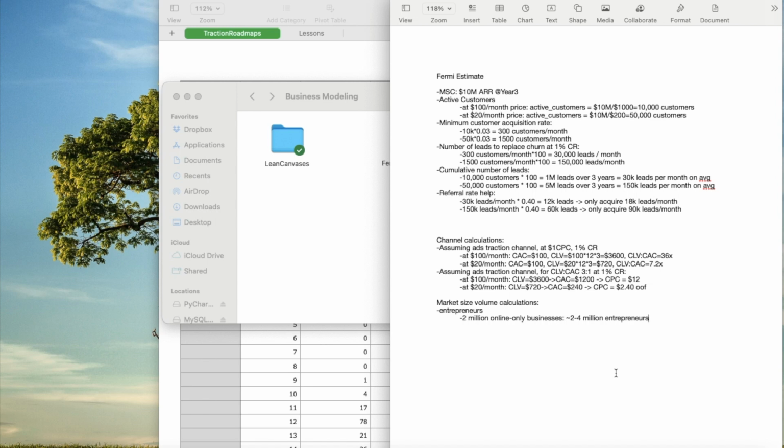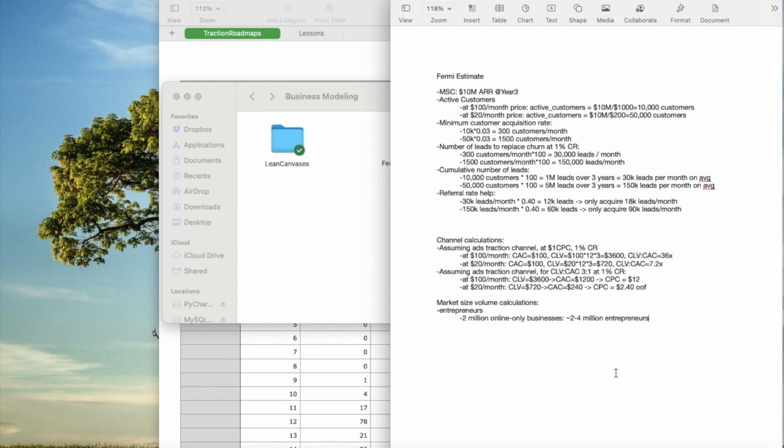Okay, so the first calculation that you want to calculate is the number of active customers. You just take your minimum success criteria at year 3 and your yearly price. In my case, I assume that the main offering is like $100 a month. In the beginning, I don't think I can charge that much, maybe $20 a month. For all of these, I've calculated it twice for both of these price points, but let's just carry on with the $20 a month price.